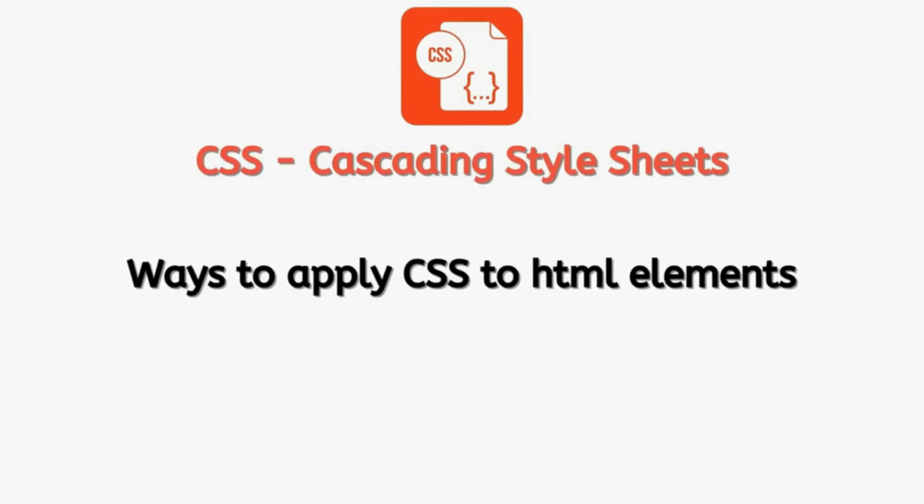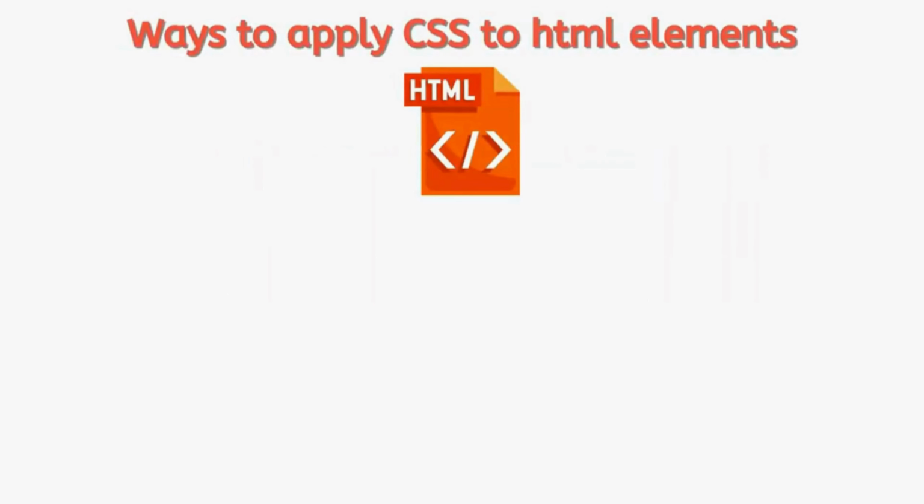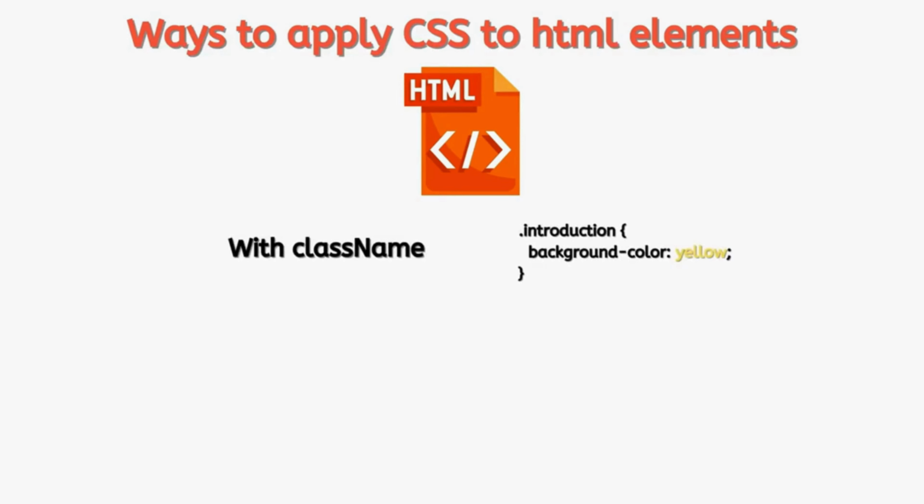Let's discuss how we can apply the CSS to a specific HTML element, like what are the ways. There are three different ways to apply the CSS to an HTML element. The first one is using a class. If you create a class, it can be reused across different HTML pages, and we can create it once and use it as many times as possible. This is the most recommended way.